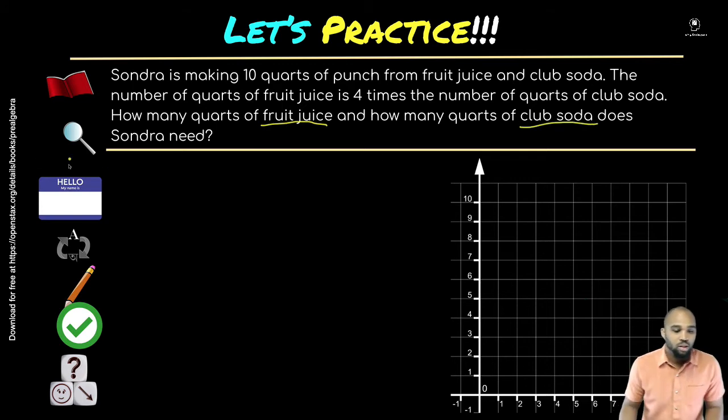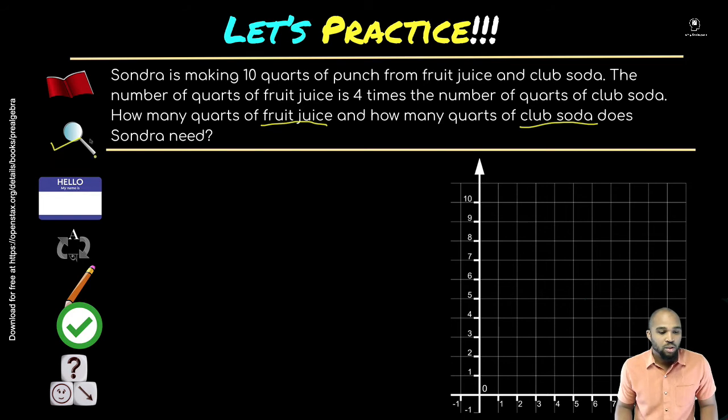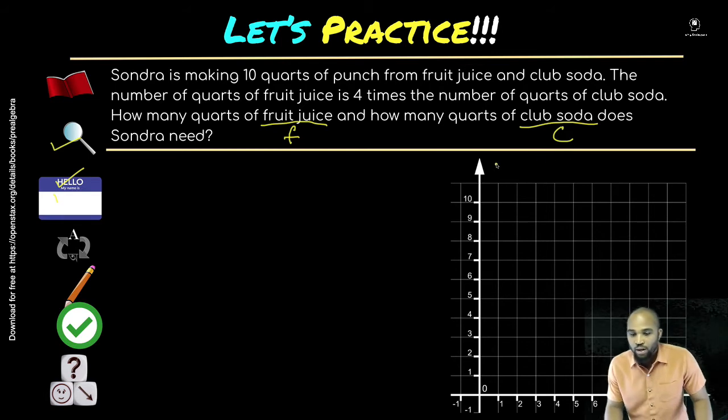I like to go straight to the question right here. So this part is a question. Before I even read it, I'm actually going there. So I'm going to go ahead and name those. That's my yellow piece. I'm going to name this my F, F for the number of quarts of fruit juice, and C for my club soda.